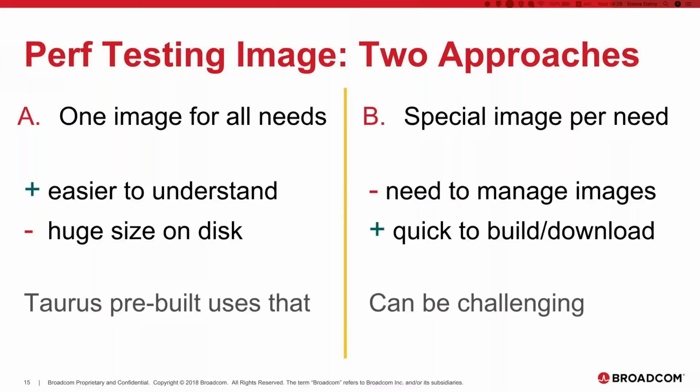We want people who want to start using Taurus to not think in the beginning about installing moving pieces or dependencies. You just get it, you use it, you try it. But if you want to have faster download, if you want to have less hard drive space, you can build your own Docker image and only include what you want. You can have one image per testing tool.